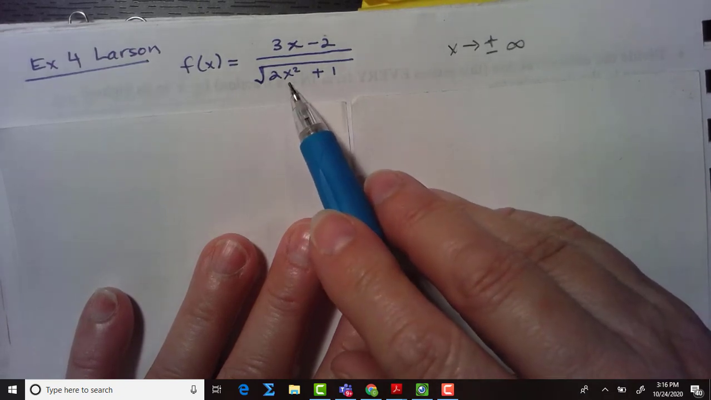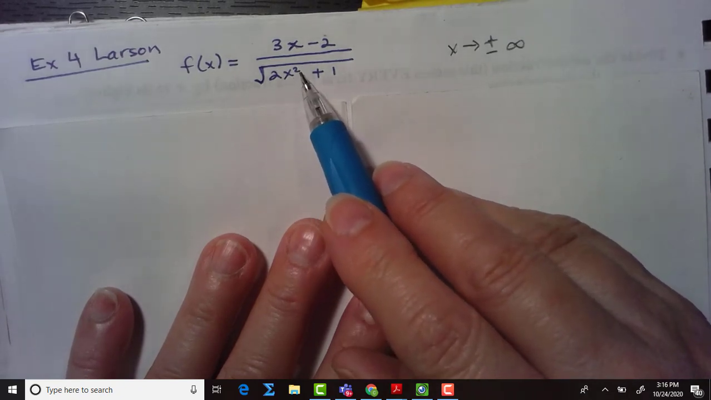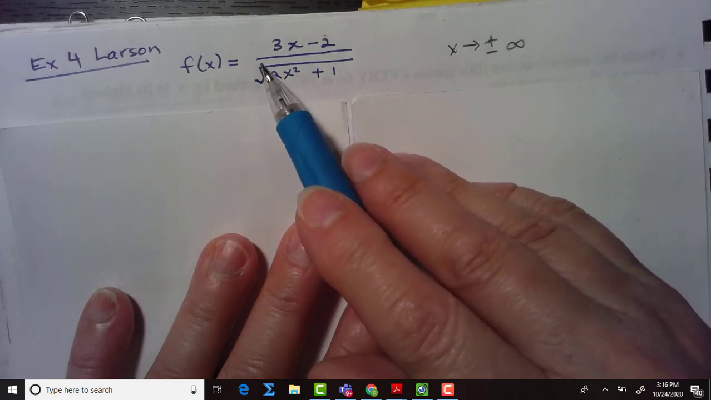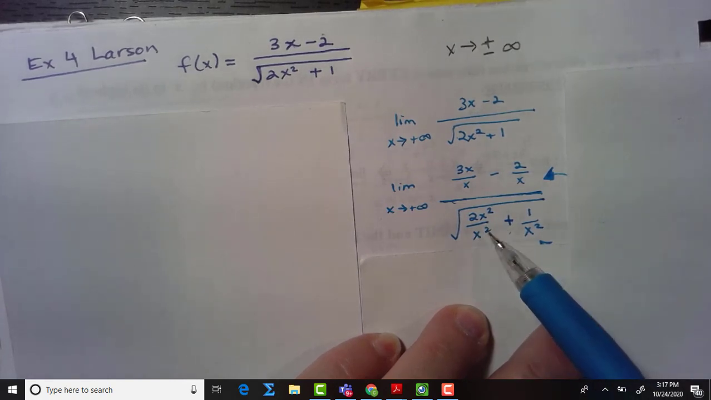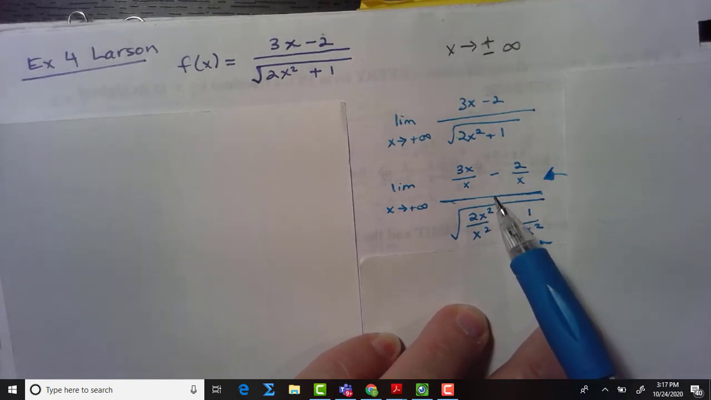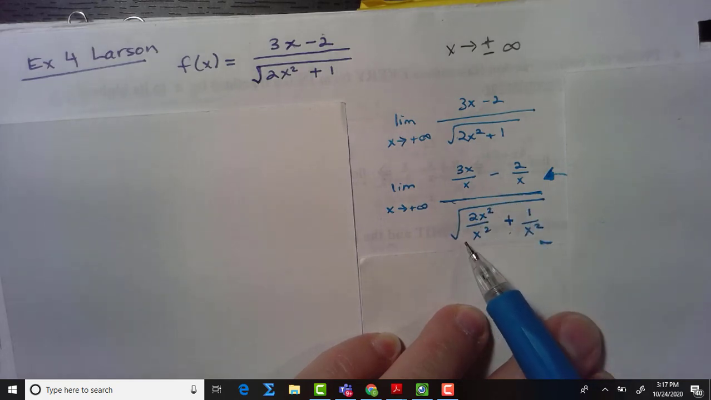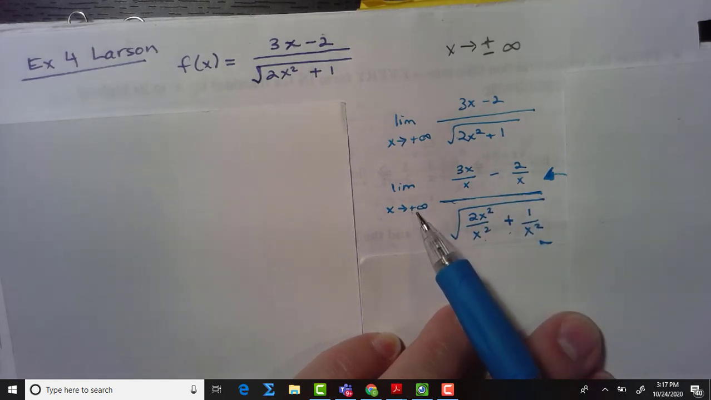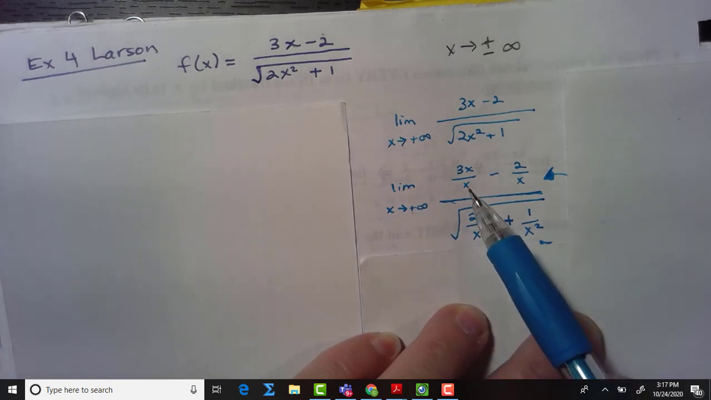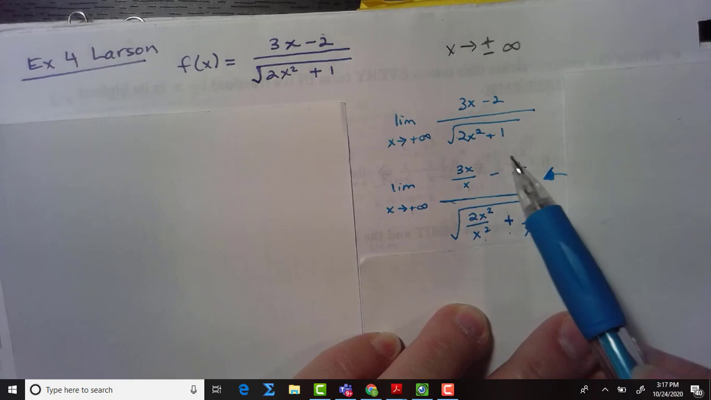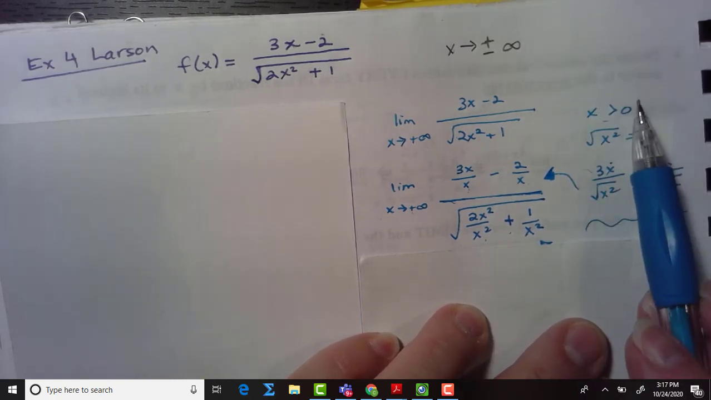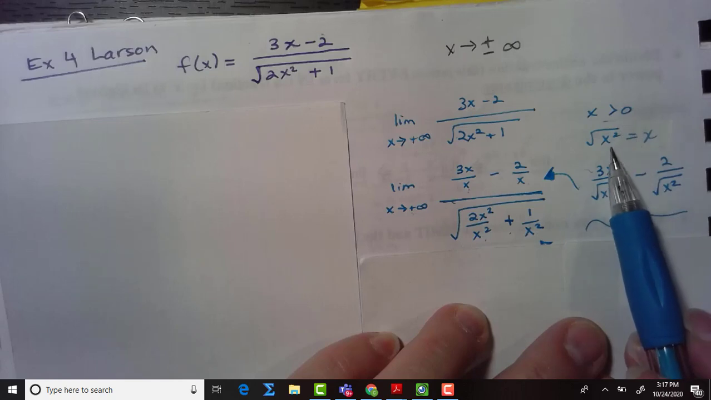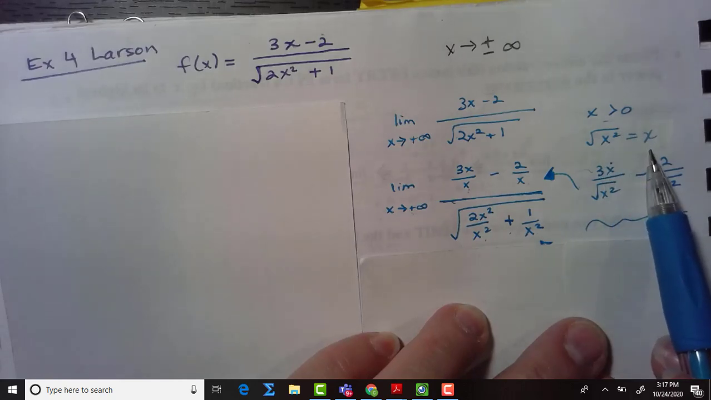And notice that the largest exponent on x in the denominator is x squared, but it is under a square root sign. So in the denominator, we're going to divide by x squared. That's not a problem. What happens as I come out? Well, the square root of x squared, when x is positive, going to positive infinity, is x. So I'm going to divide in the numerator by x. In the denominator, we're staying under the radical, dividing by x squared. Remember that if x is positive, the square root of x squared is x.